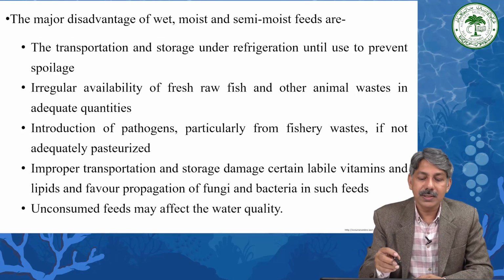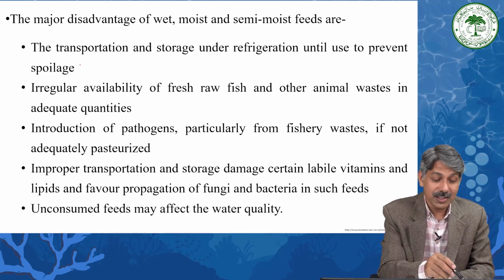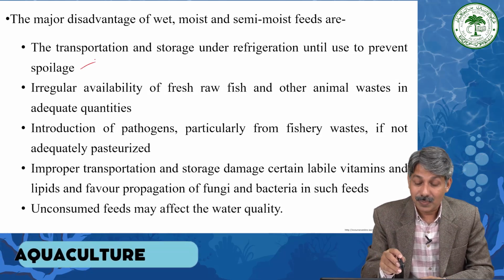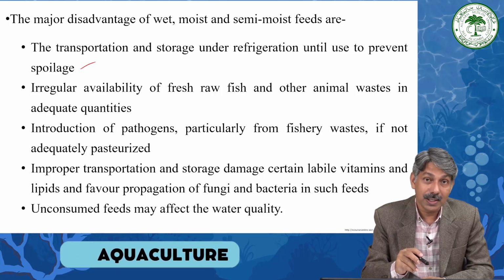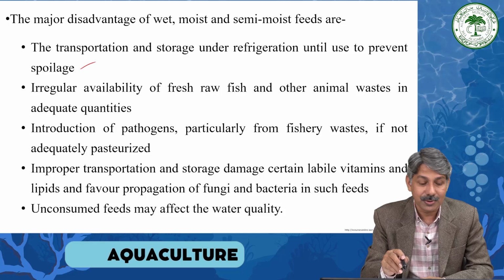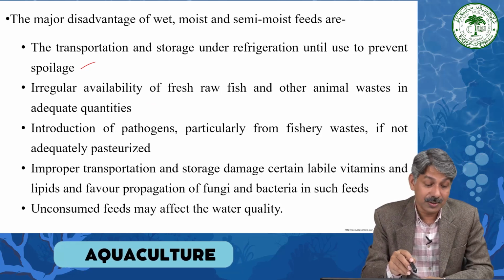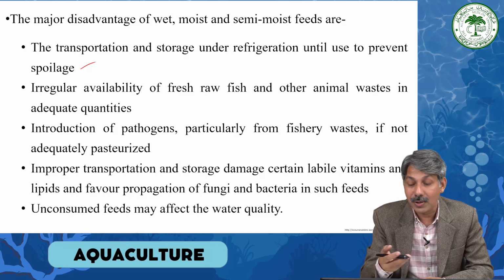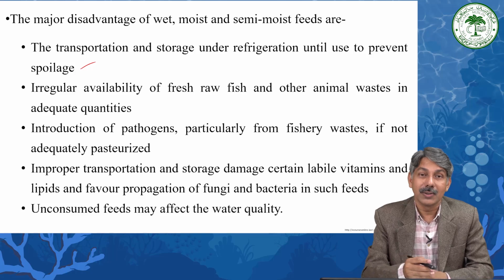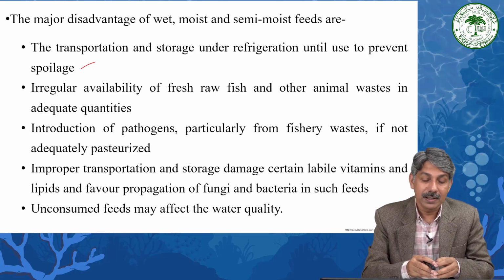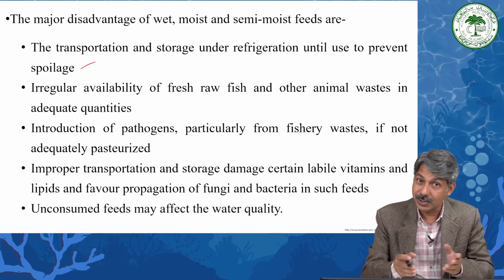The major disadvantages of wet, moist and semi-moist feeds. What are the major disadvantages? The transportation and storage under refrigeration until used to prevent spoilage. So, I told you that if you are using this, try to use them fresh. Irregular availability of fresh raw fish is a challenge, because whether raw fish or animal waste, its regular supply and the quantity you will need at the desired time are not guaranteed. That is a big challenge, and you need to feed your fish daily.